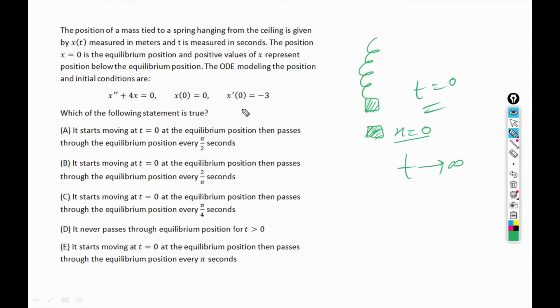Now if x denotes the position of the mass, then the positive values of x, let's say if x equals 2, tells us that the mass is 2 units below the equilibrium position, and the negative value of x tells us that the mass is above the equilibrium position.